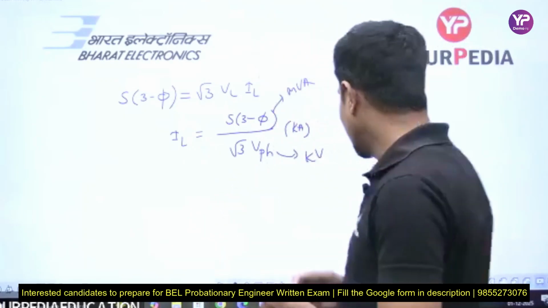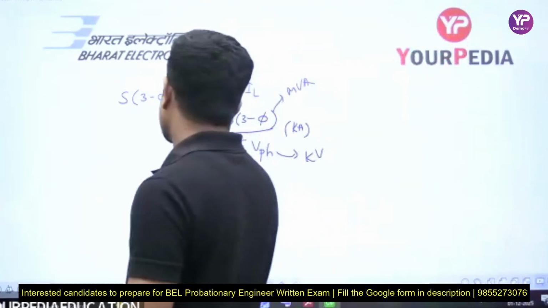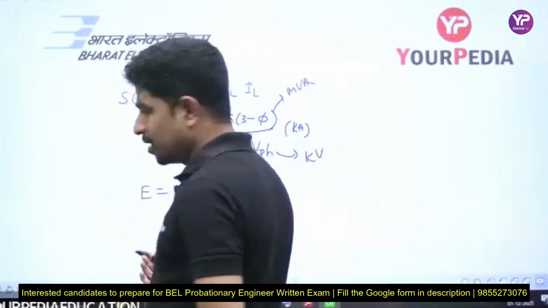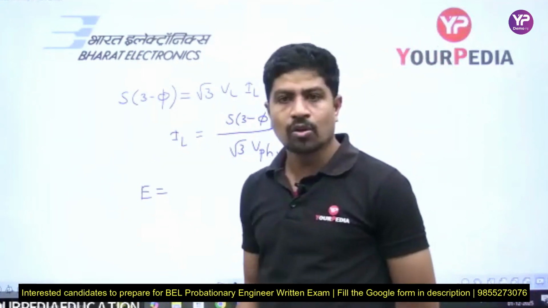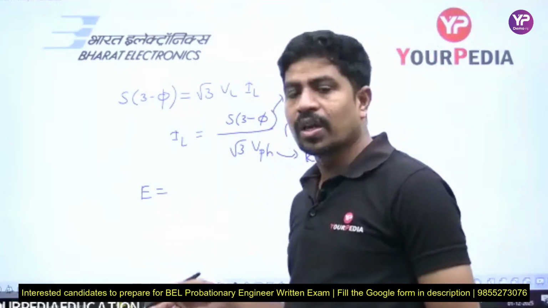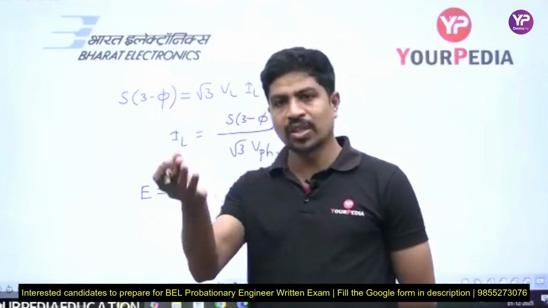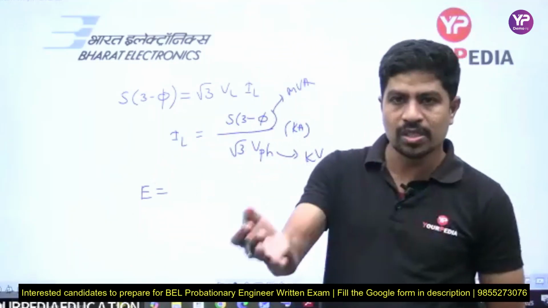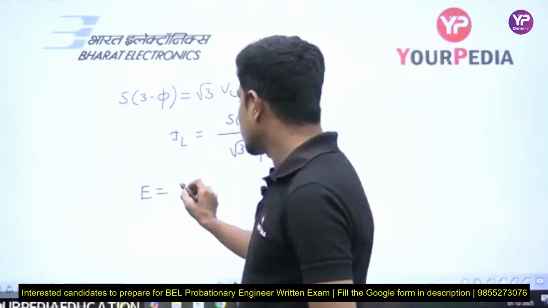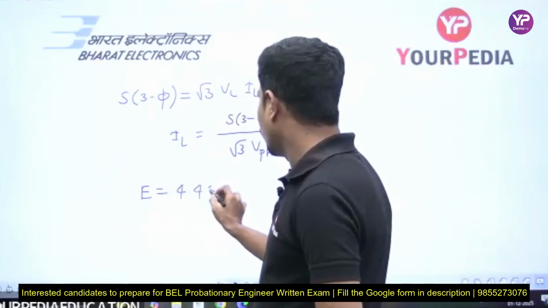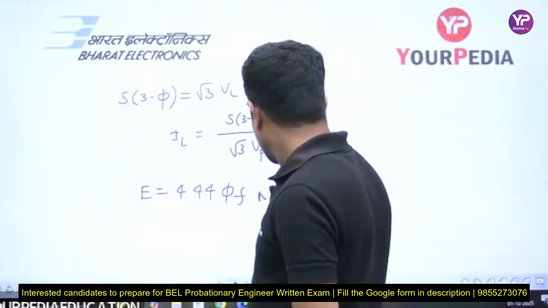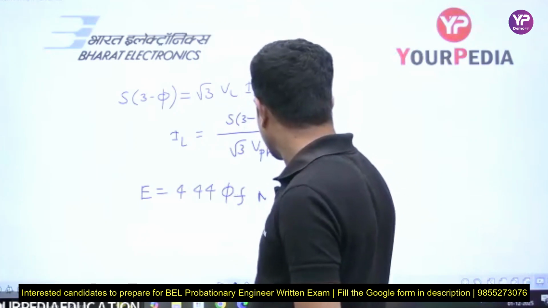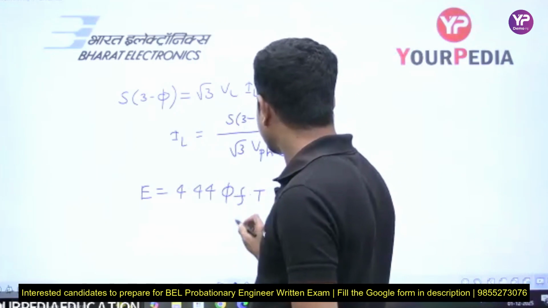From electrical machines, induced EMF is true for a transformer, for a synchronous machine, and for an induction machine also. In fact, it is true for a DC machine also, but instead of frequency we have to put something else. That's why I'm not getting into machines. For all AC machines, E is equal to 4.44 phi F T, where T is the number of turns.